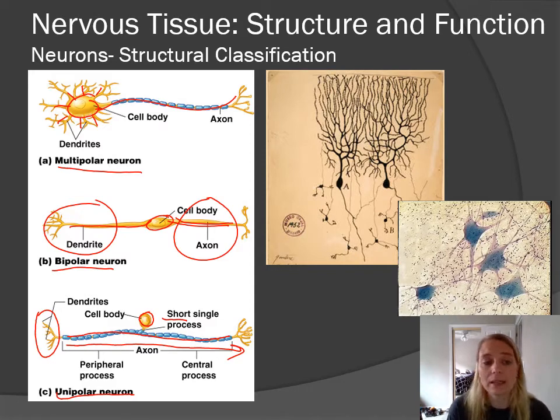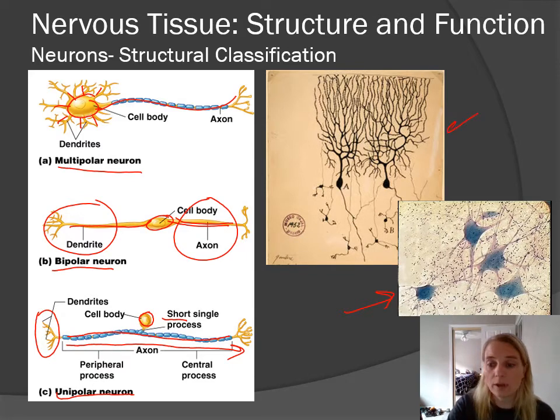So we're most likely going to be seeing multipolar neurons for the rest of this discussion, just because they're the most common in the brain and the peripheral nervous system. But just know that there are two other appearances of neurons, the bipolar and the unipolar. This diagram or this photo micrograph should look familiar. That's what you used when you were learning about neural tissue back in histology.